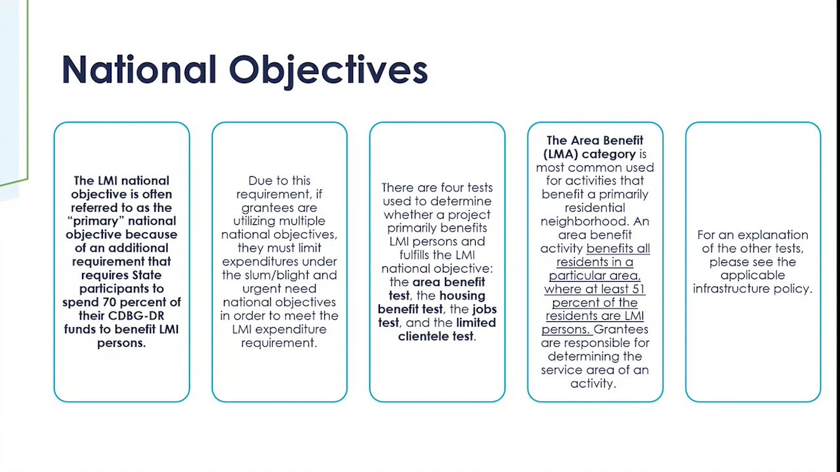Okay, and when looking at how to determine whether or not a project benefits LMI persons, there are a few different tests that we can look at. But since we're talking about infrastructure activities under this category, we're really going to focus on the area benefit category, also known as LMA, because that is the most commonly used test to determine the benefit under an infrastructure project. Okay, so an area benefit category is when the project activity benefits all residents in a particular area, but that area is at least 51% LMI persons.